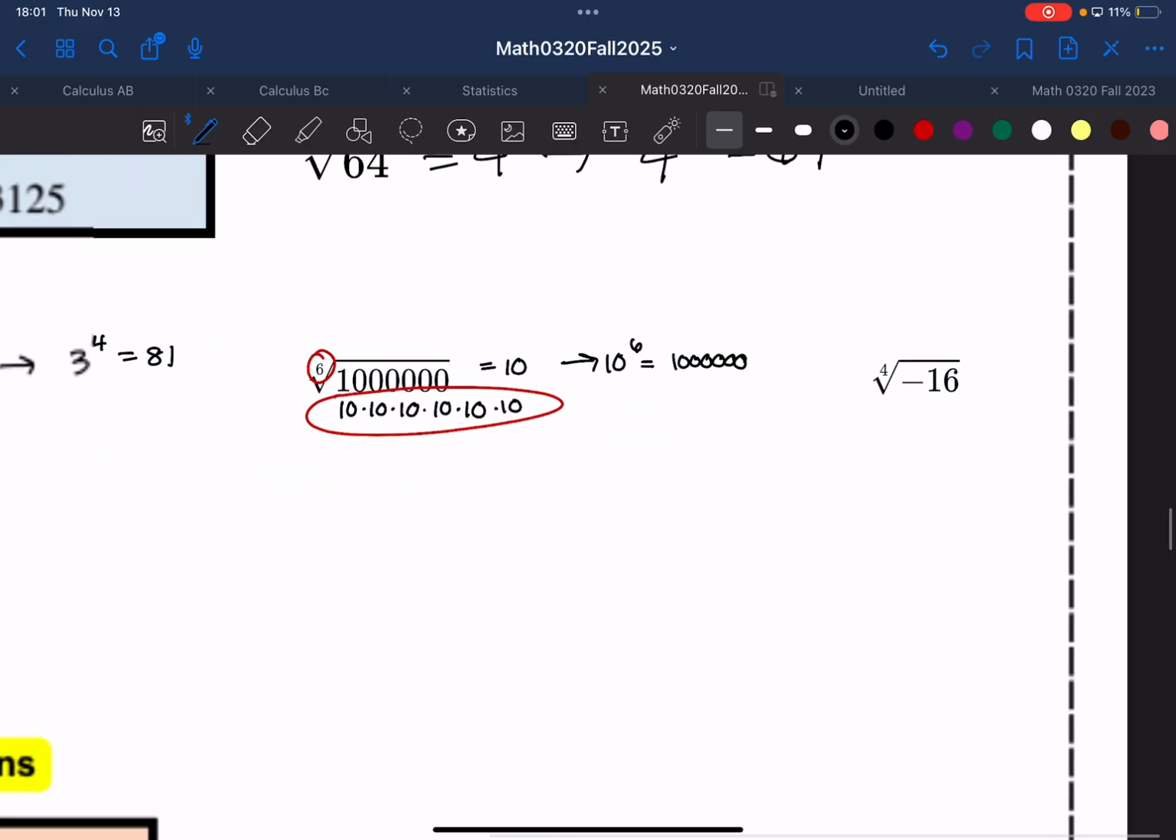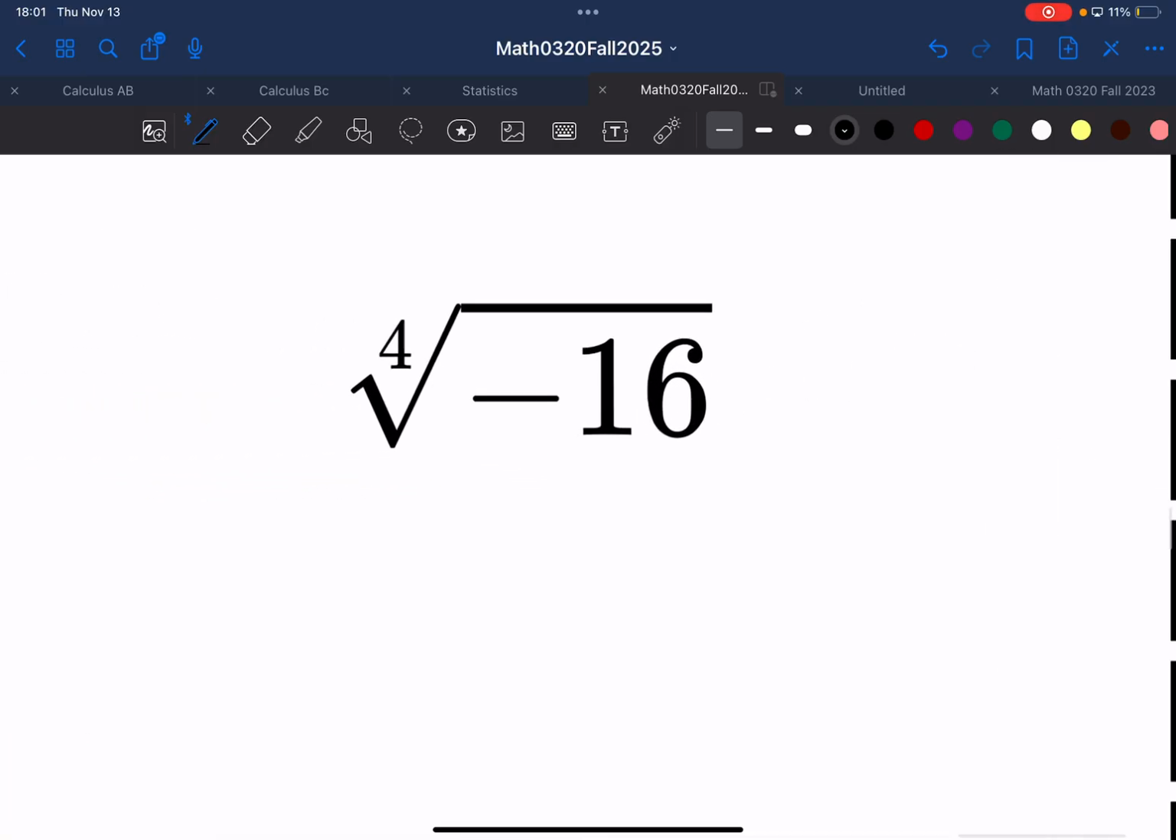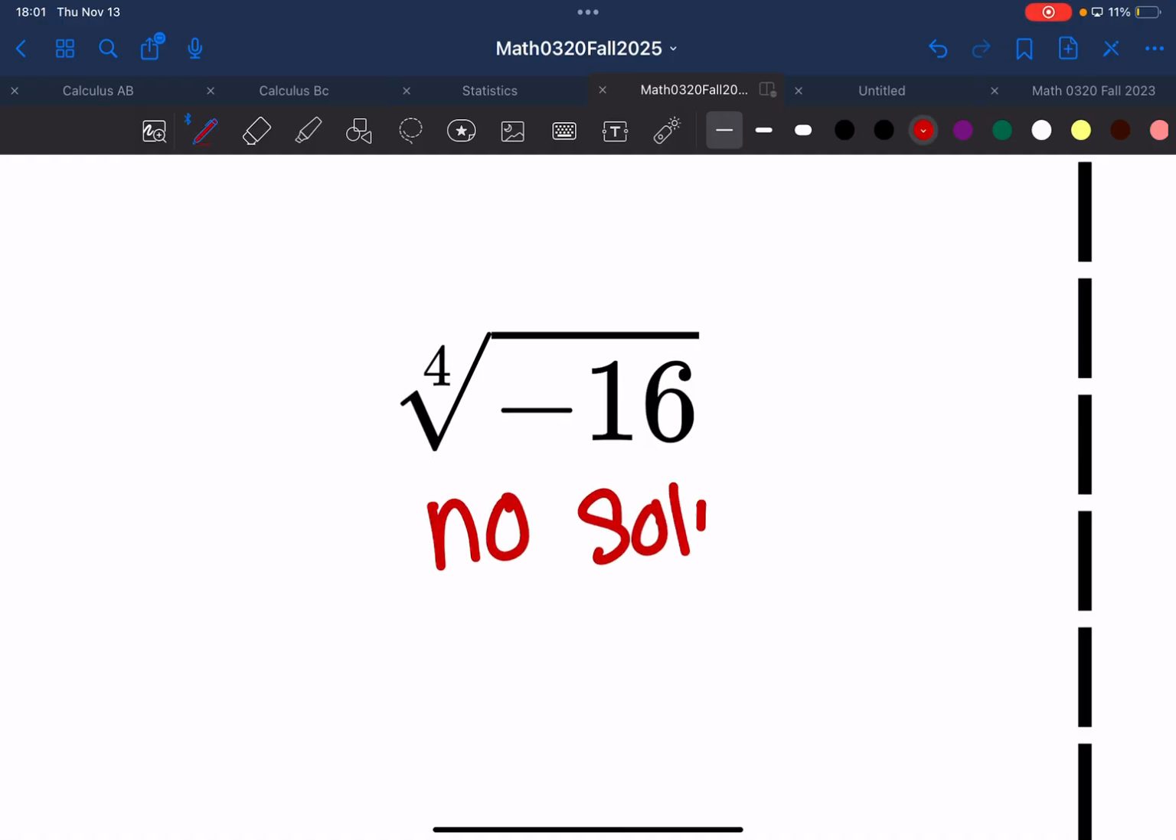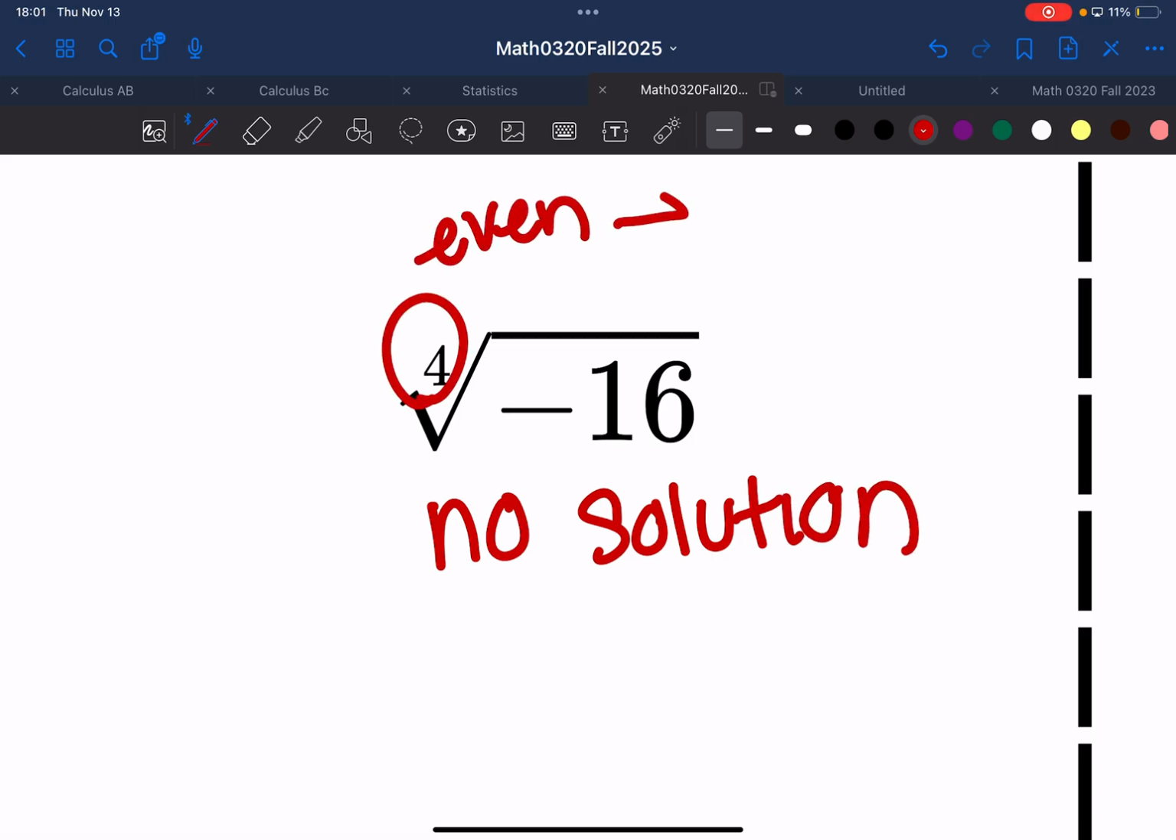Okay. What about this one? We cannot. Can't, right? So we say no solution. And why are we saying no solution? Because it's even and there's a negative. Even means we can't have a negative. No negative. So it's no solution.